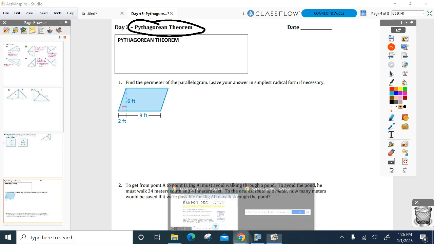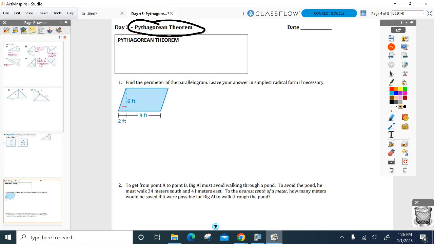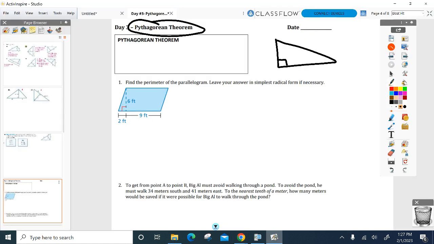Throw anything at me here. Basics you know about Pythag. What do you know about it? First of all, it's got to be a right triangle. I can't use Pythag any other way unless the triangle is a right triangle. What is the Pythagorean theorem? So I can write it down. A squared plus b squared equals c squared.